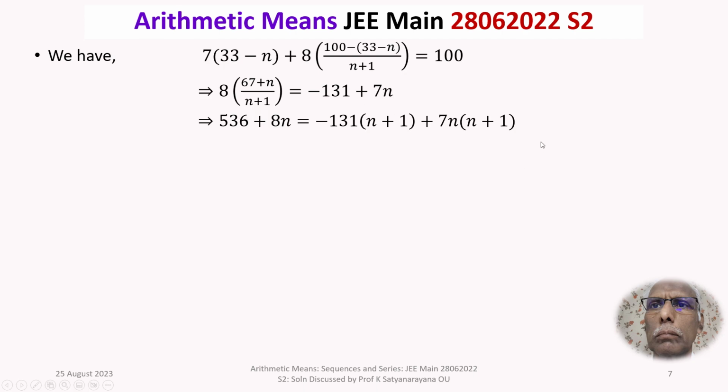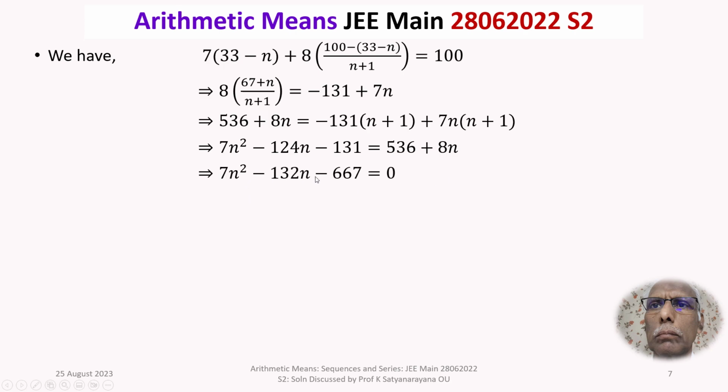Agreed. Now look at the right hand side. This right hand side, when simplified, you will get 7n square minus 124n minus 131. And the left hand side is now written on the right hand side, 536 plus 8n. Simplifying, you get 7n square minus 132n minus 667 is equal to 0. We stop here, and every student will also normally do like this.